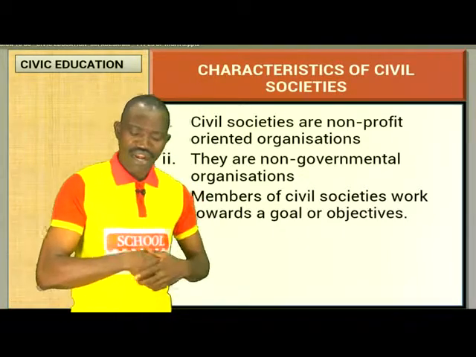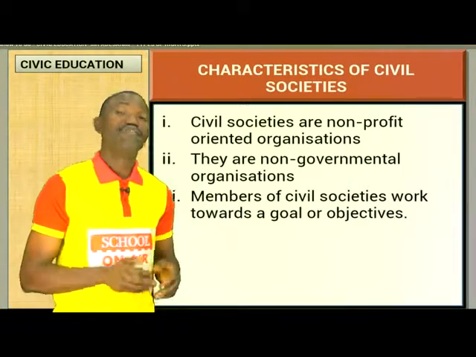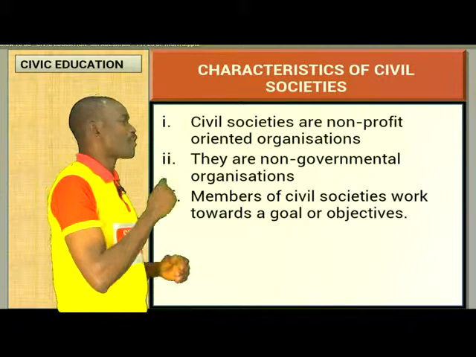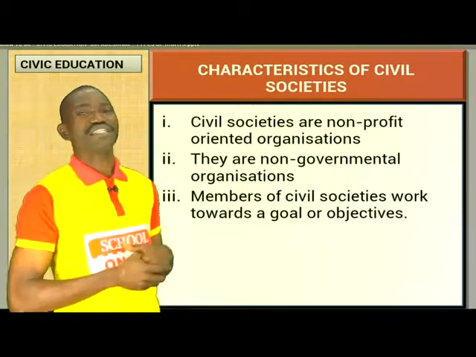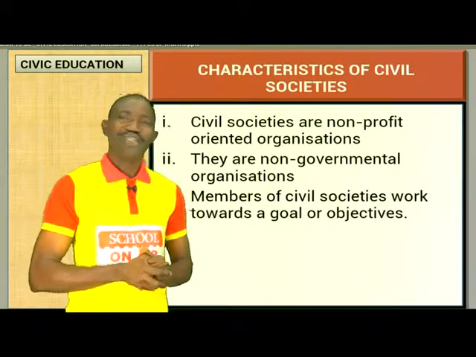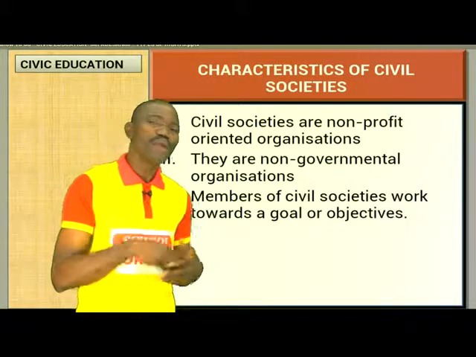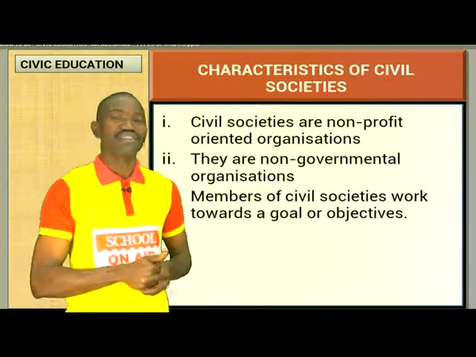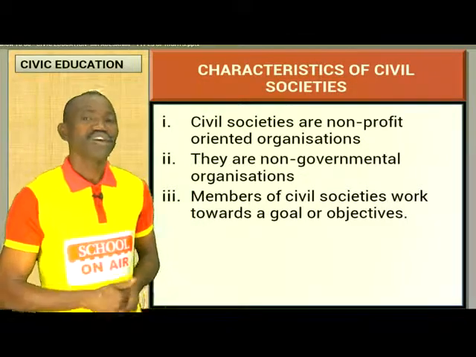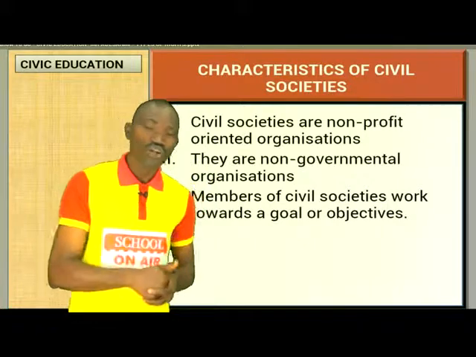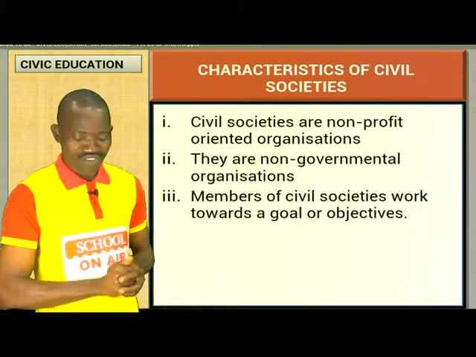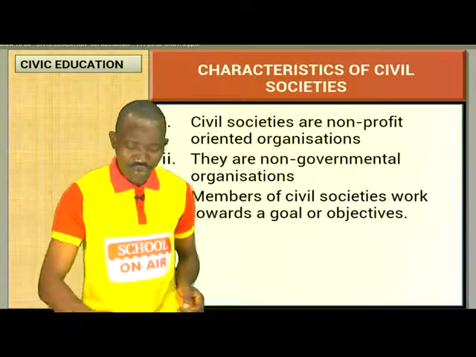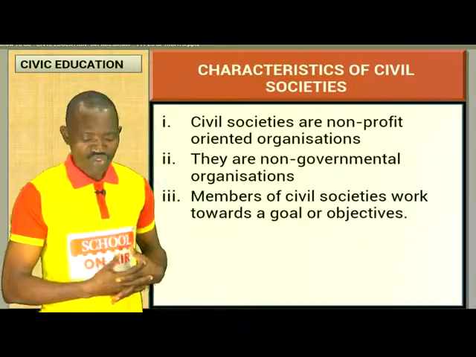Now, can we look at the characteristics of civil societies? Features of civil societies. Number one, they are non-profit oriented organizations, and that is the most important feature of civil societies. They are not out to make profit. They are not out to make gain. They are not out for selfish interest. They are out to protect the interests of others, to ensure welfare of citizens, to assist government, to serve as complement to what government is doing. They don't make profit at all. As a matter of fact, they use their money. They use everything that is at their disposal to implement whatever they set out to do.